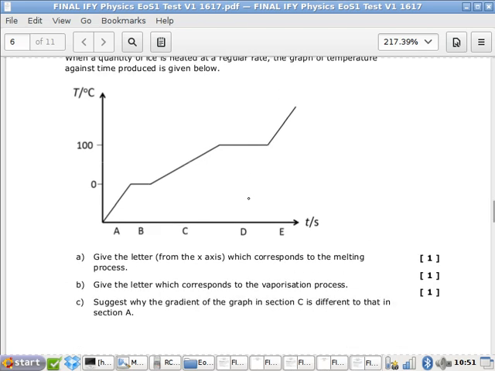3 marks. Explain why the slope is different here and here. Well, it's because the specific heat capacity is different. So the specific heat capacity for this material must be higher when it's in a liquid state than when it's in a solid state. So more energy, and hence more time, is required to increase its temperature.